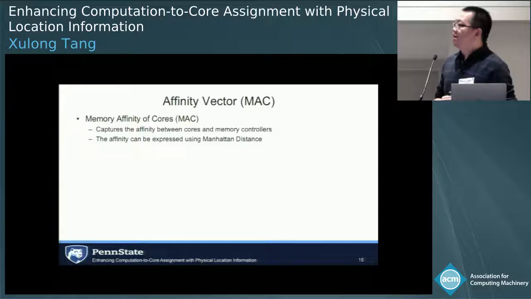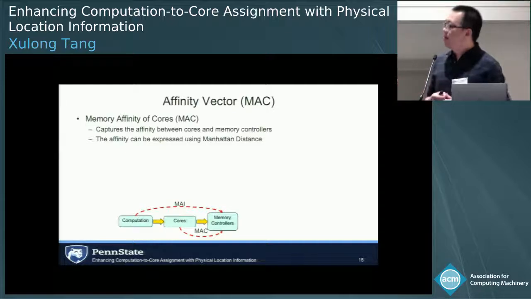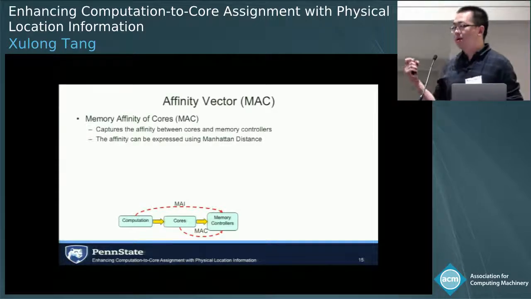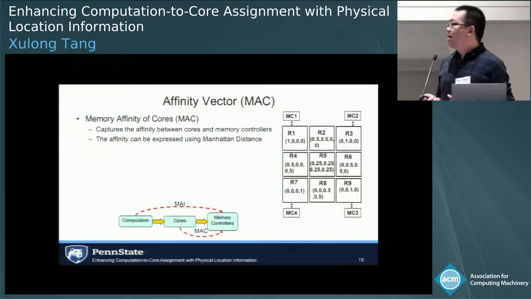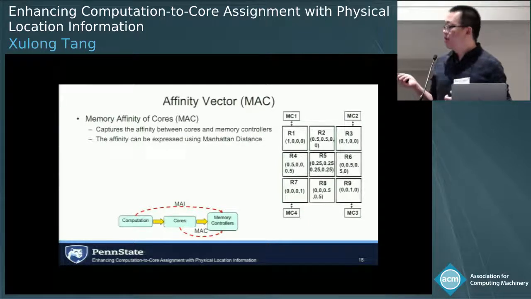It captures the affinity between cores and memory controllers in the system. So recall this figure here. The MAC vector basically captures the relationship between the core and memory controllers. So it can be simply expressed as the Manhattan distance between the core location and the corresponding memory controller location. However, in practice, we divide this mesh network into regions.